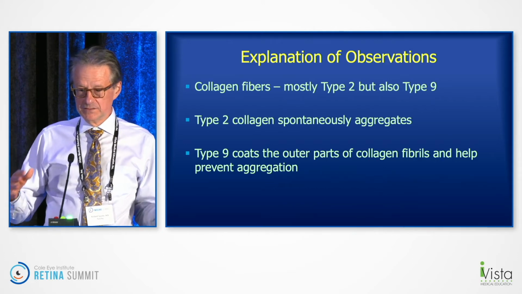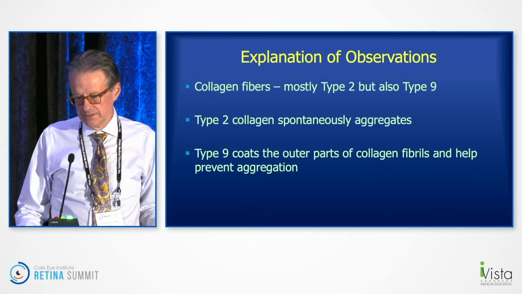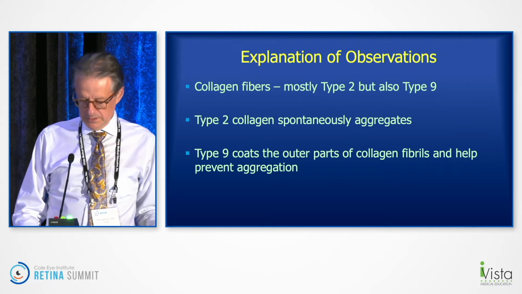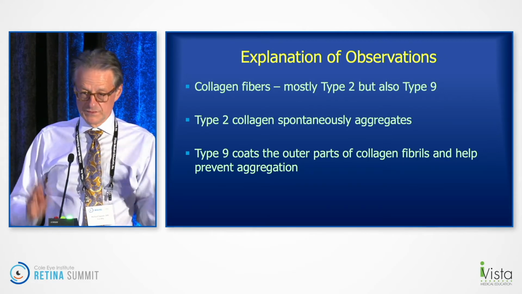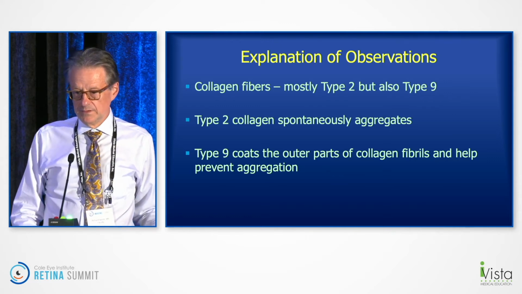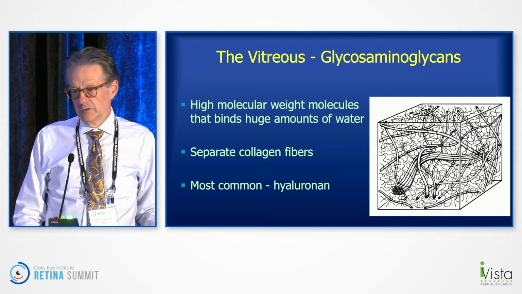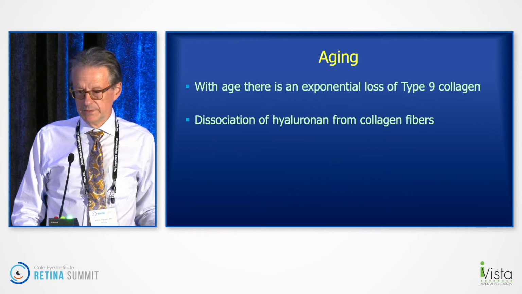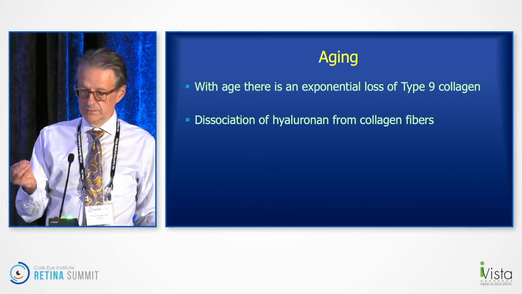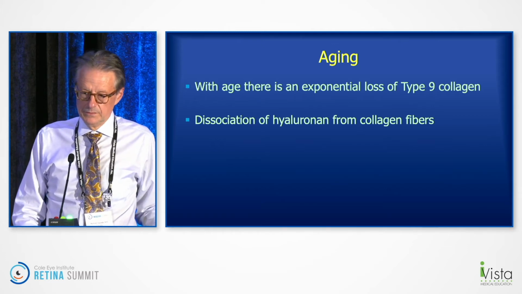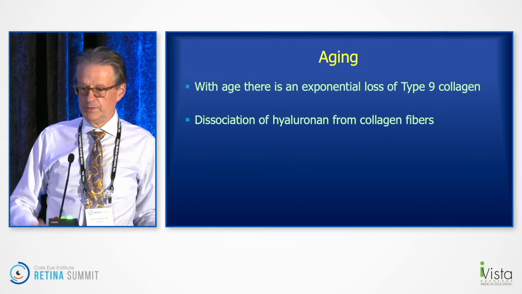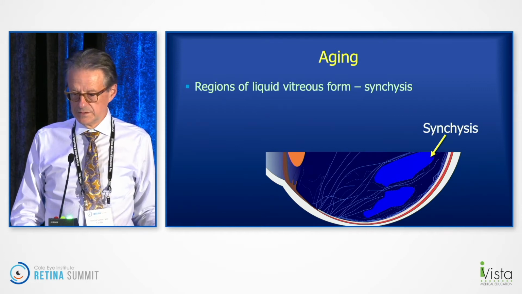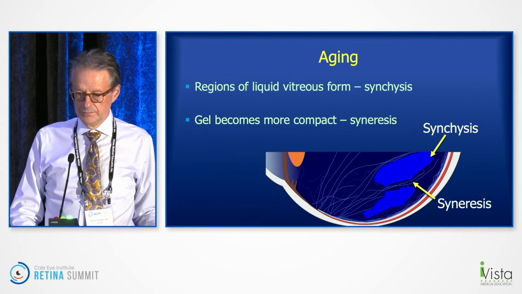So, you know, collagen fibers that are in the vitreous, most of it's type 2, but there's also type 9. Type 9 doesn't spontaneously aggregate, but it has these kind of side chains that help it bind to glycosaminoglycans. It commonly coats vitreous collagen fibrils, so it's on the outside of that. Type 2 will spontaneously aggregate. So type 9 prevents type 2 from aggregating. Then in between, there's the high molecular weight hyalurons that we know about, glycosaminoglycans. The kind of curious thing is that with age, there's an exponential loss of type 9 collagen, and that allows the collagen to condense on itself. And there's also a dissociation of the hyaluron from the collagen fibers because the type 9 leaves. So they're almost like engineered to have this happen. So in areas where liquid vitreous forms, that's called synchysis. This dense vitreous is called syneresis.